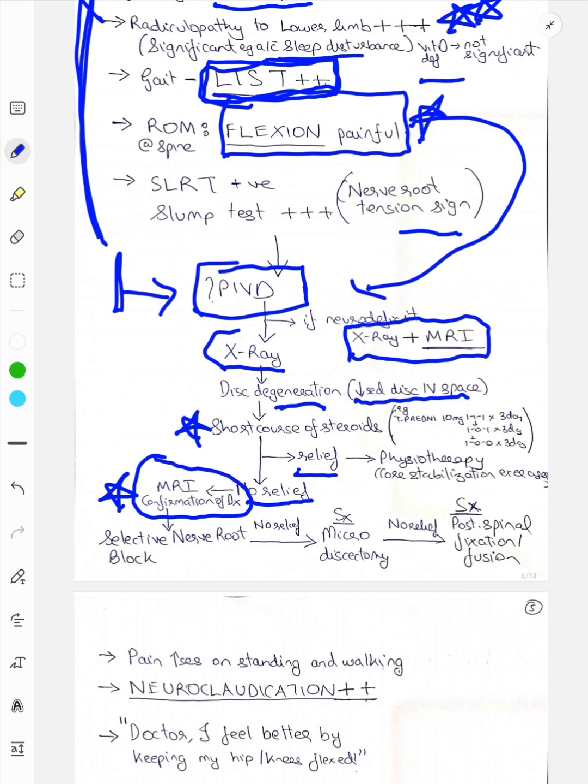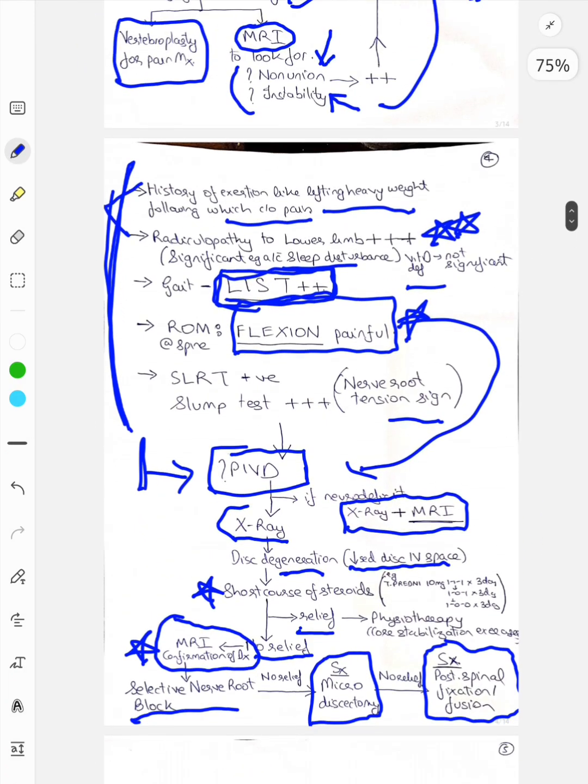And if you have already done an MRI, the first step might be a trial of selective nerve root block. If in MRI you confirm that there is a PIVD picture and there is some neurodeficit, you can go for a trial of selective nerve root block. If there is no relief from selective nerve root block, you can remove the disc. You can go for a microdiscectomy. And the last step, if there is no relief even with microdiscectomy, you have to go for a significant surgical intervention, that is posterior spinal fixation and fusion. So this was the picture of PIVD.